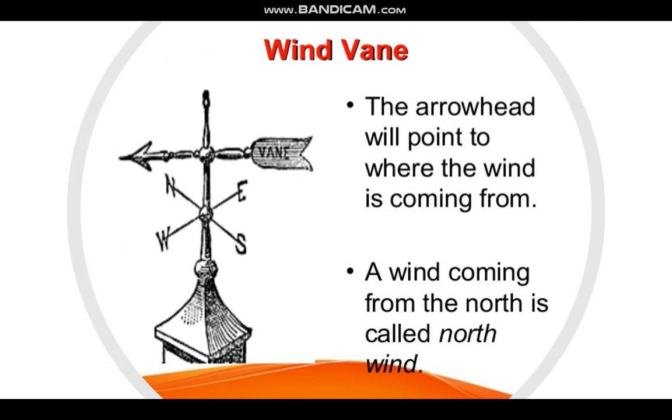Then we use the wind vane. The wind vane shows the direction of wind, that wind moves from north to south, from north to east, from west to south, from southeast to southwest, from northeast to northwest.